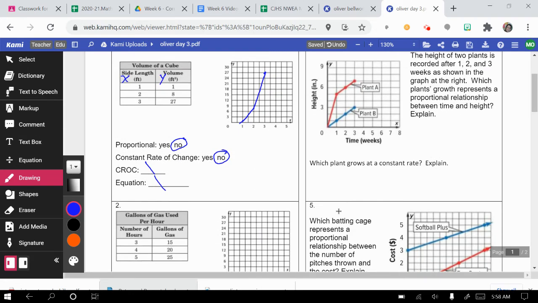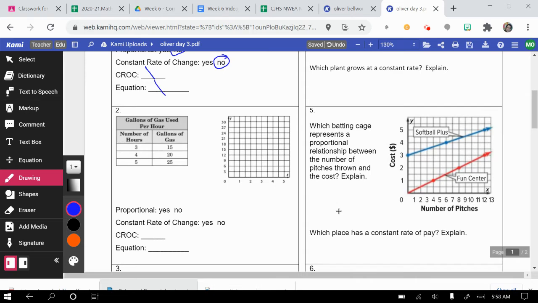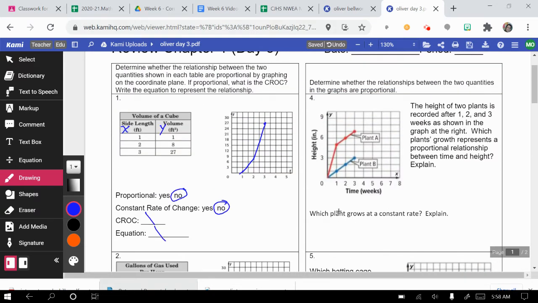All right. So number 2 is pretty similar, so you're going to have to do that one on your own. Number 4. Okay, so we have 2 plants, and the plants' growth is recorded after 1, 2, 3 weeks. Which plant growth represents a proportional relationship between time and height? Well, which one's a straight line? We would say B, because it's a straight line. Having a straight line means it has a constant rate of change. That's why we say that. And it crosses the origin.